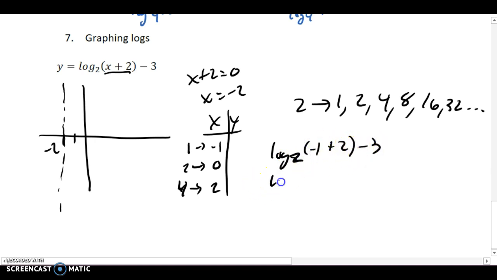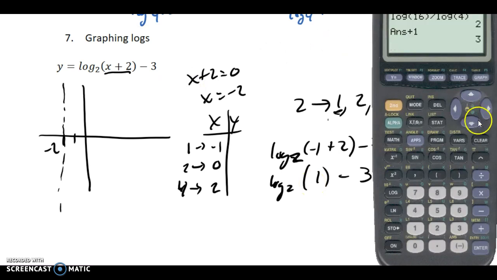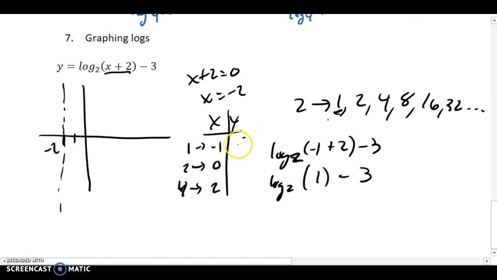I'm going to get log 2 of 1 minus 3. So that's what we wanted. We wanted that 1 inside there. Now again, if you don't know, you can pick any numbers. You just have to use your calculator. So we have log of the number on top divided by the log of the number on bottom. This is called change of base, and then we got to subtract the 3. So we get negative 3.